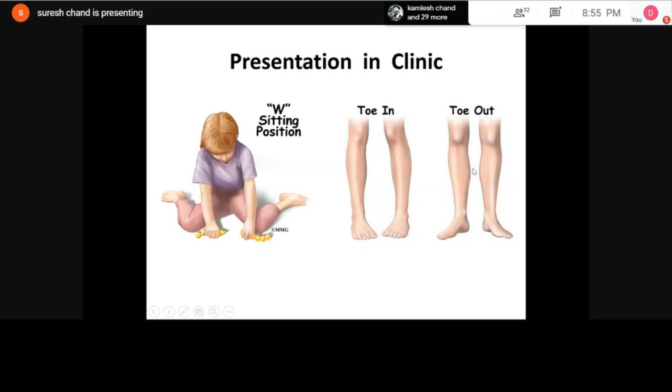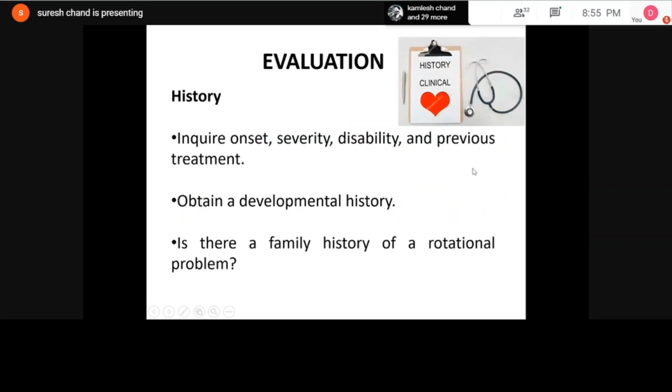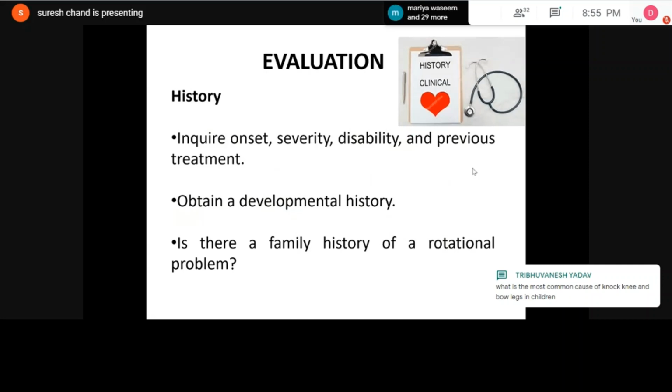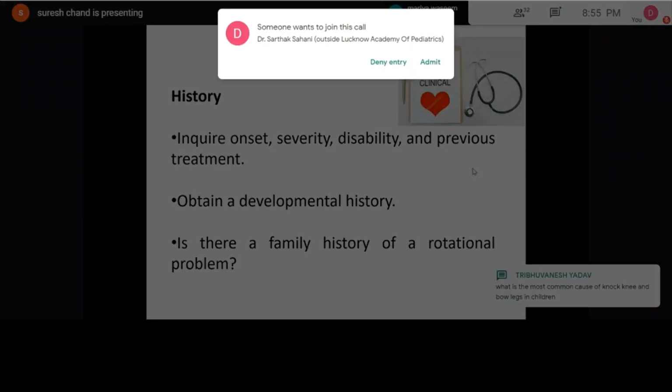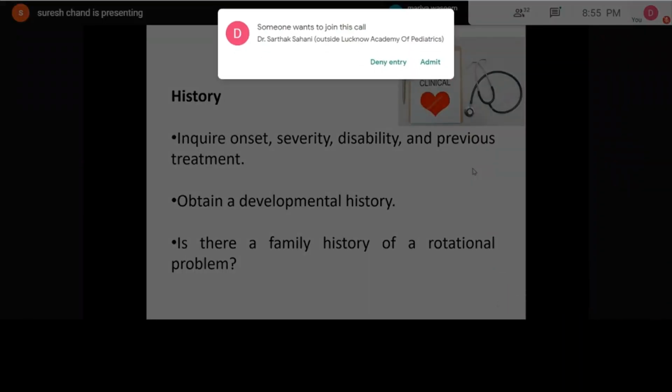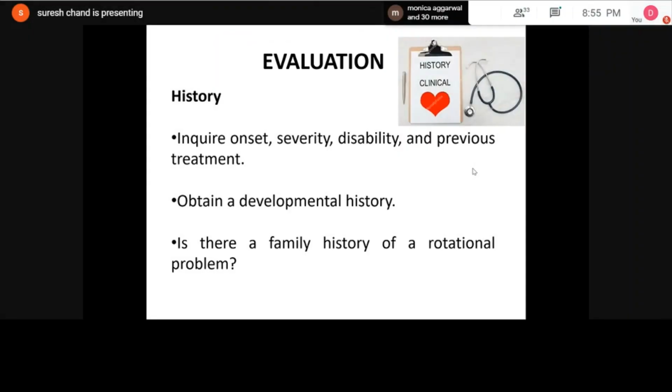The evaluation would start with history taking: the onset of the complaint, severity, and any disability. Does the child have frequent falls, or is there any history of previous treatment? Obtain a developmental history. Delayed walking or delayed milestones suggest an underlying neurological cause. Is there any family history of rotational problems? A positive family history suggests a pathological cause.